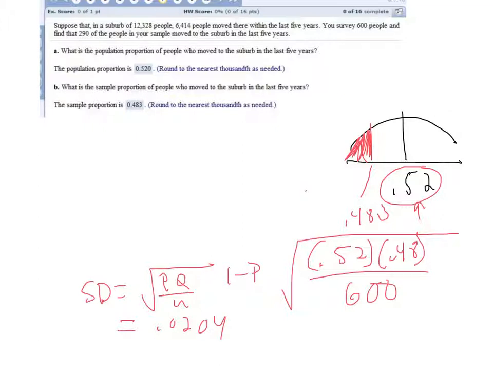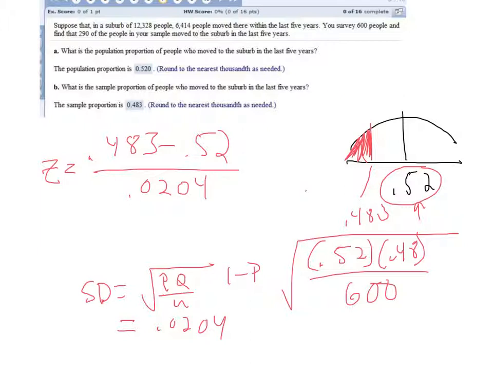So now to get the probability of this, we've got to do a z-score. So the sample result was 0.483. We're going to subtract 0.52 because that's the mean of the center, divided by the standard deviation, and we're going to get that z-score. Find the difference, then get that answer, divide it by that standard deviation. I got a z-score of negative 1.81. So now we're going to look that up in a normal curve table.